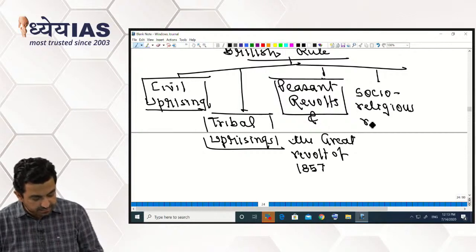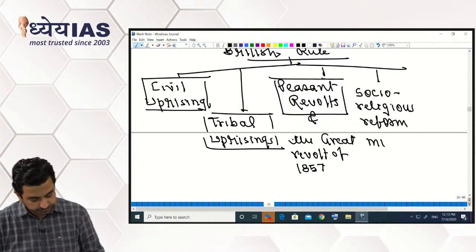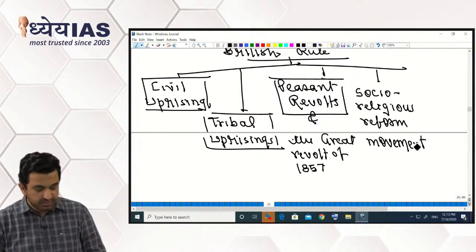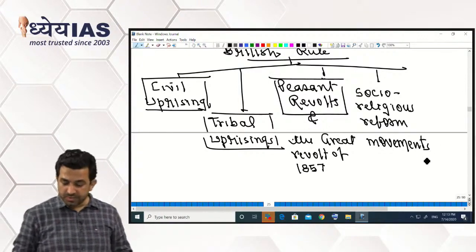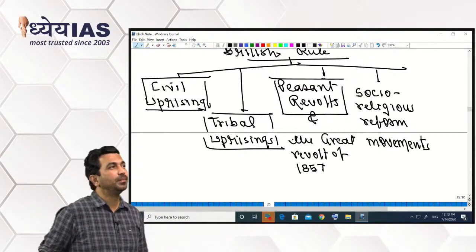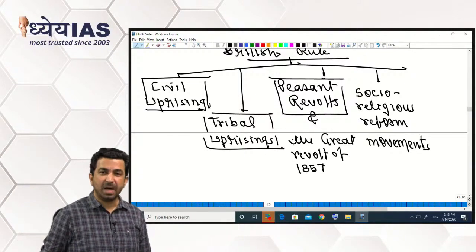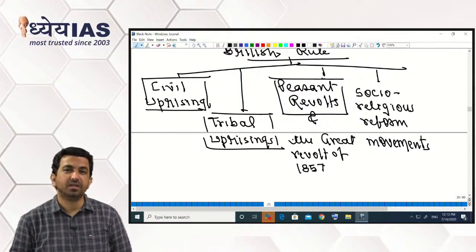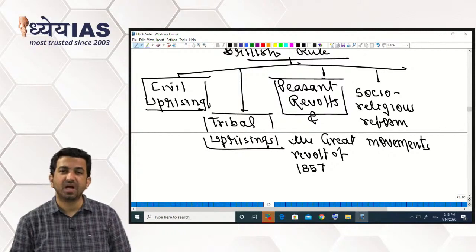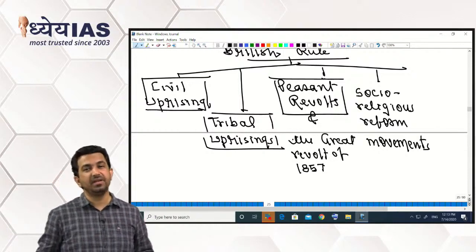Then socio-religious reform movement, like reforms introduced by Raja Ram Mohan Roy, Pandit Ishwar Chand Vidyasagar, Dayanand Saraswati, great philosopher and reformer Swami Vivekanand, Sir Syed Ahmad Khan, Nauroji Fardonji among the Parsis. Dada Bhai Nauroji was another influential reformer.